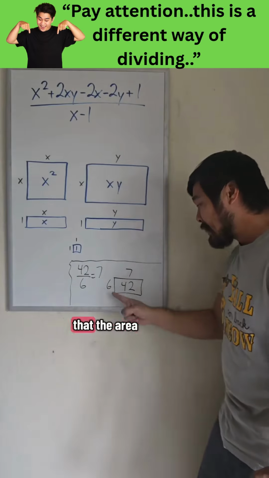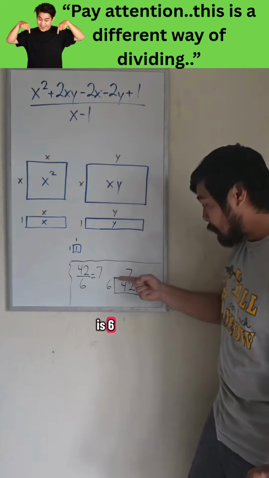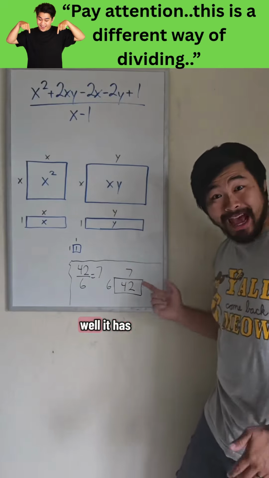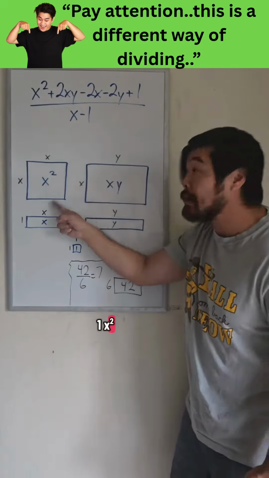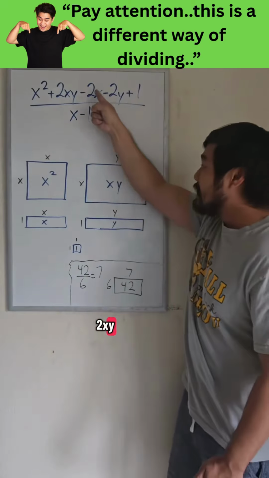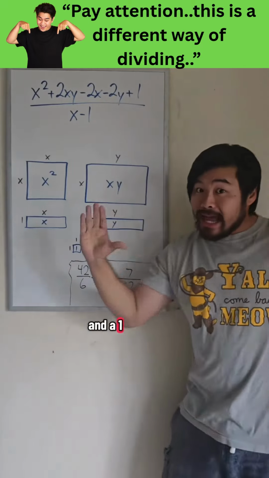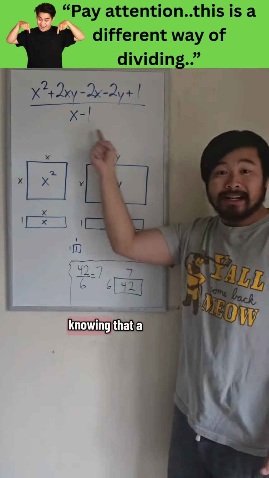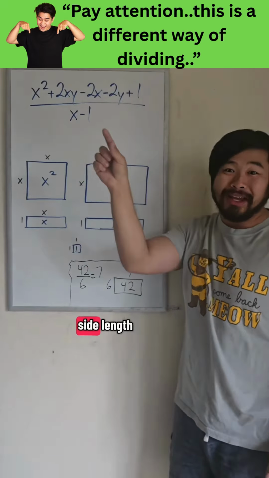If we know that the area of the rectangle is 42 and we know a side length is 6, what's the other side length? Well, it has to be 7. So our goal is to make 1x squared, 2xy, negative 2x's, negative 2y's, and a 1 into a rectangle, knowing that a side length is x minus 1, and the goal is to figure out the other side length.